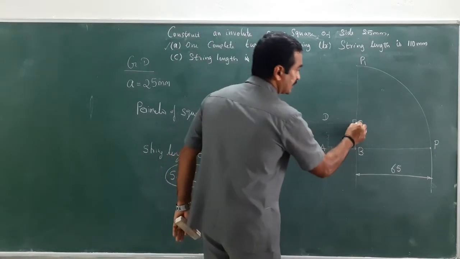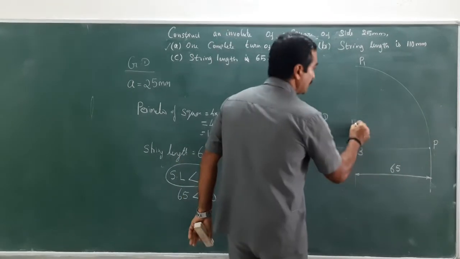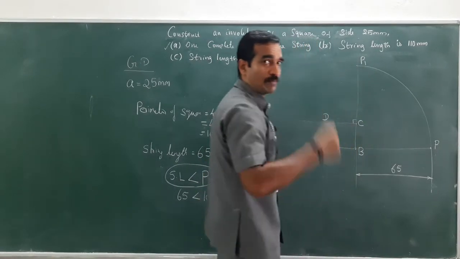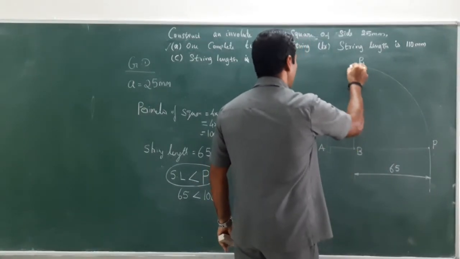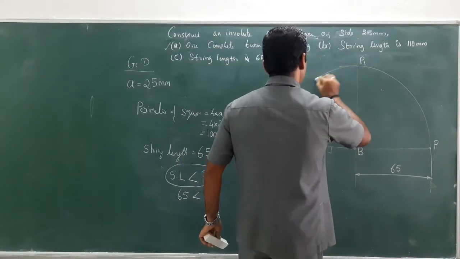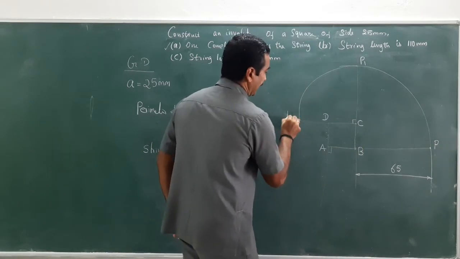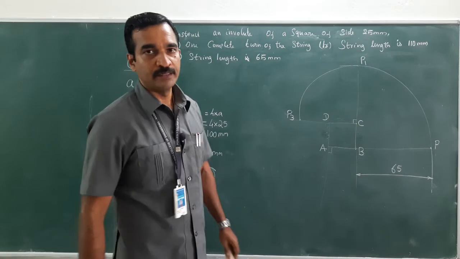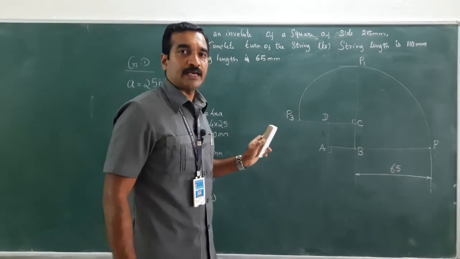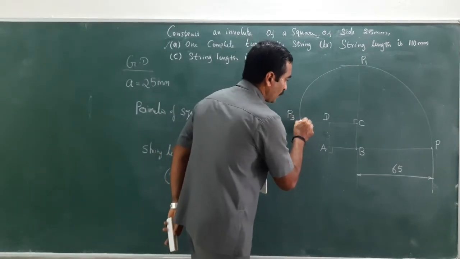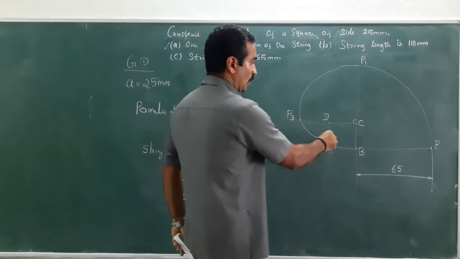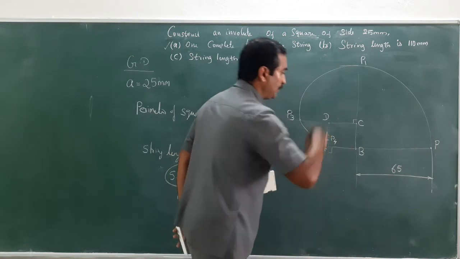Right. Now, at point C, with C as center and CP1 as radius, measure the radius CP1 in your compass, and with C as center, cut an arc. This point can be taken as P3. Right. Now, with D as center and DP3 as radius, cut an arc. It will intersect the square somewhere here. This point can be taken as P4.